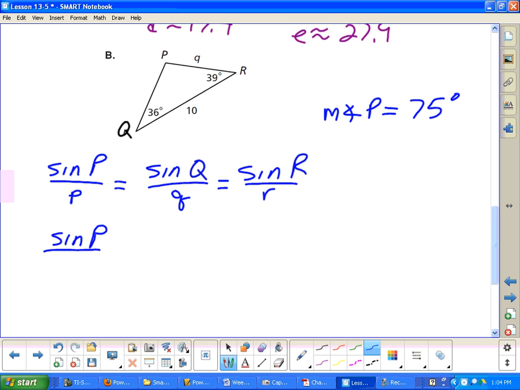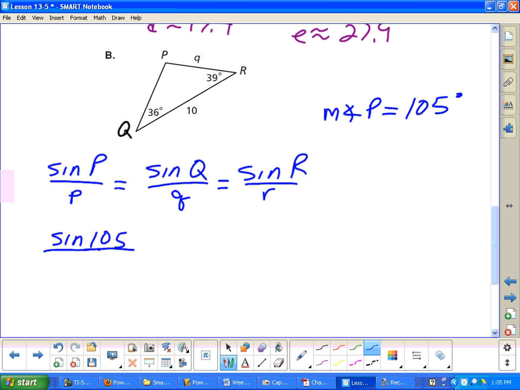Now remember, we're solving these triangles, which means we have to find all the missing parts. Okay. So when we're done, we should know all three angles and all three sides. So angle P is 75 degrees. No, angle P is 105. I decided to write it down wrong. See if anybody's paying attention. 105 degrees.